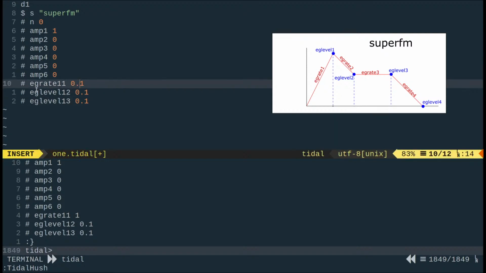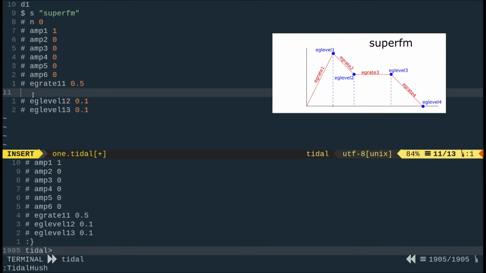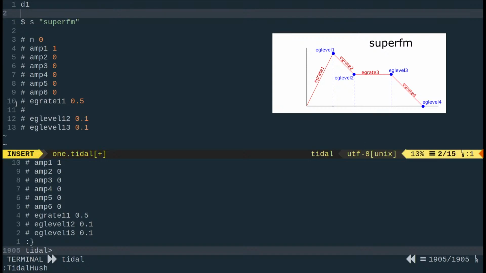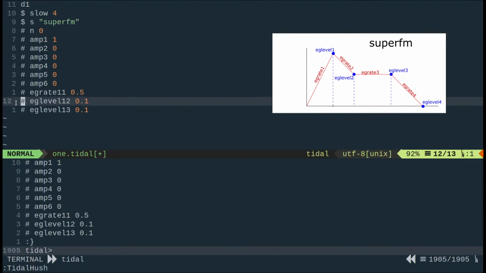If I put a slow attack, maybe it's too slow. Hard to find a value here. Let me put a slower sound. I should do a crescendo then. Yeah, it goes all the way up and then down again.